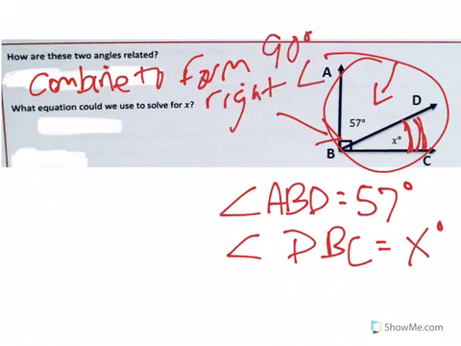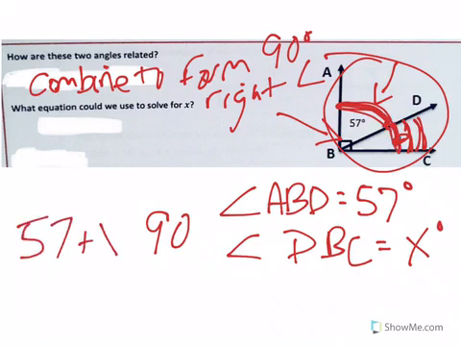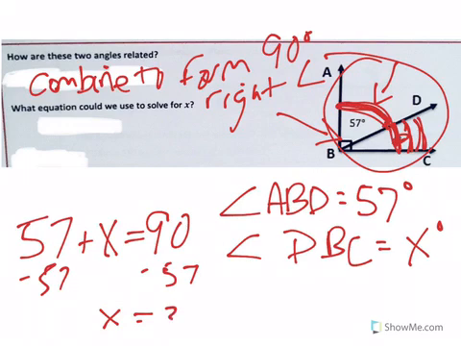What equation could we use to solve for X? If we know the whole thing is 90 degrees, and we add the two angles together, 57 degrees and whatever X is, we have 57 plus X equals 90. We want to isolate the variable, so we subtract 57 from both sides. We end up with X equals 90 minus 57, which is 33. So X equals 33 degrees.